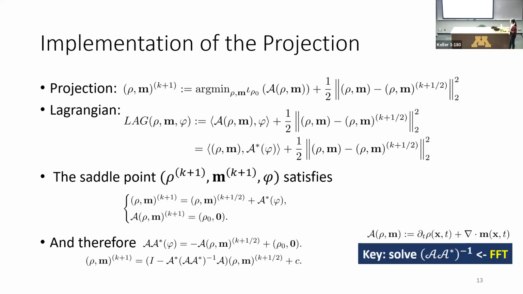And what is A A adjoint? We say A is the joint gradient operator in time and space, so A adjoint is the joint divergence operator, which is just negative gradient, and A A adjoint is just the Laplacian. So solving this A A adjoint inverse problem is just solving the Poisson equation. Now, on regular domains, we can solve this very efficiently with the fast Fourier transform. So the projection can be very efficient.